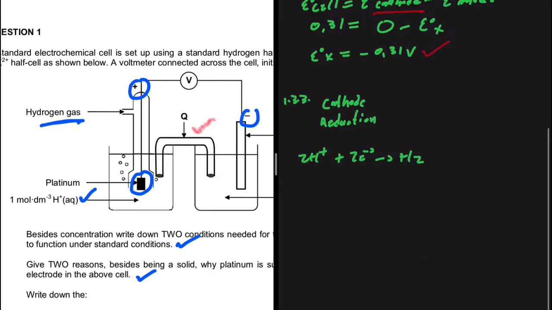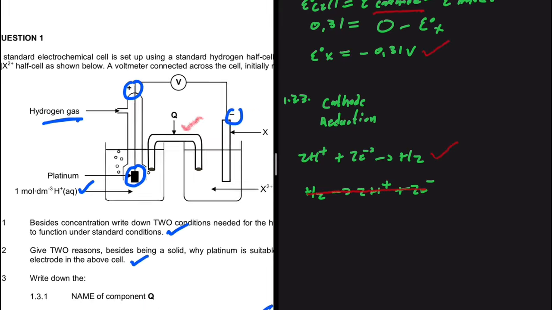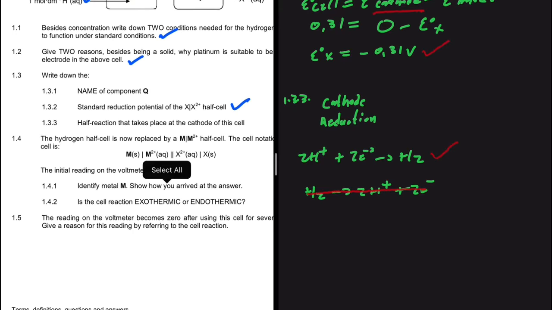If this was the anode, then we would write the equation in the following way. We would have hydrogen gas giving us 2H+ plus 2 electrons if it was at the anode. But if it is at the cathode and the reduction is taking place, then this is our equation. Right. I'm just doing that for the sake of clarity.